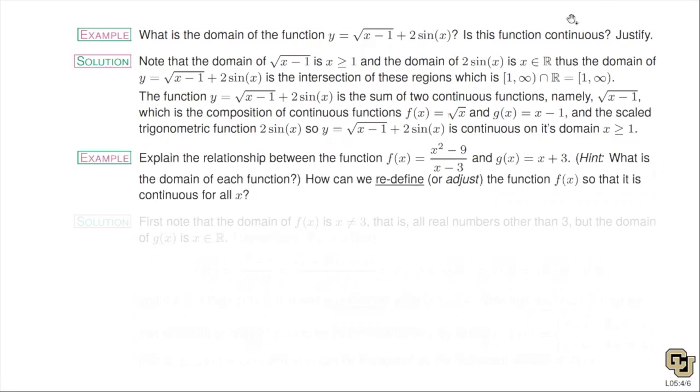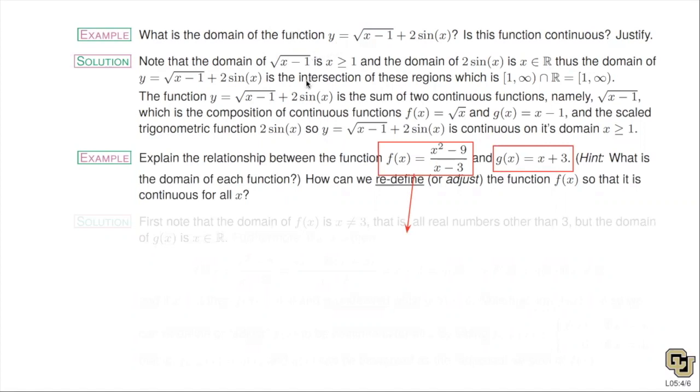In this next example, I wanted to talk about the difference between this function here, f of x is x squared minus 9 over x minus 3, and I wanted to compare it with this function, x plus 3. So what's going on here? I think it's very natural for a student to do the following. Check out the math I'm about to do here.